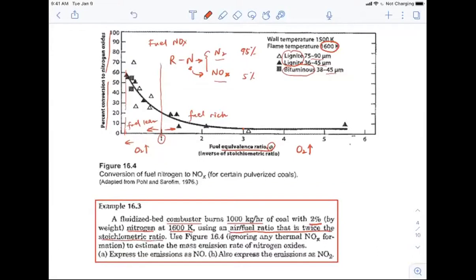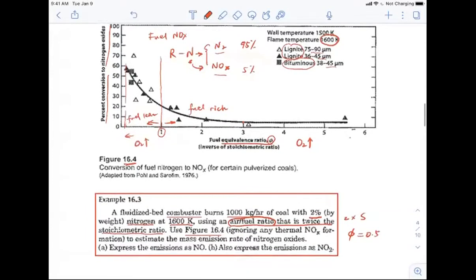So notice here that we're using the air fuel ratio. Basically, if it's twice the stoichiometric ratio, then the air amount is twice compared to the stoichiometry. What that means is that the equivalence ratio is actually 0.5, because you provide more air, you provide more oxygen into this combustion here. So now we could use figure 16.4, just this curve here, and try to analyze what is the mass emission rate of the nitrogen oxides?